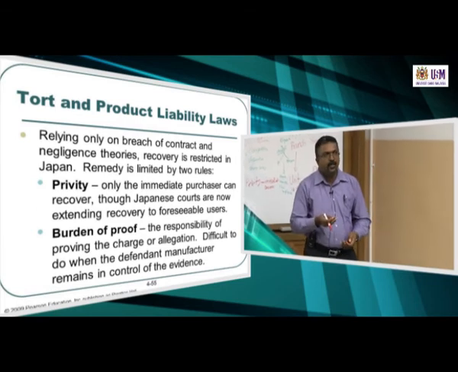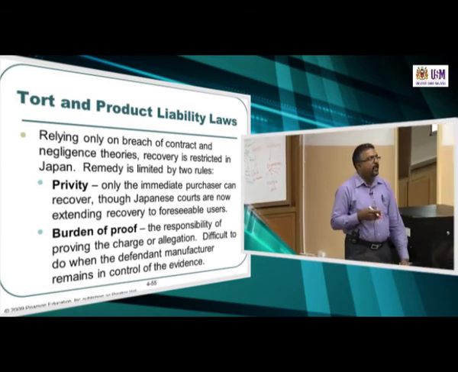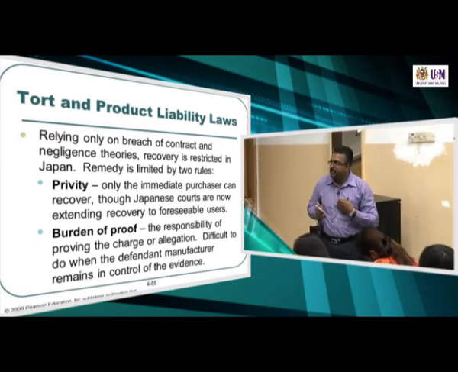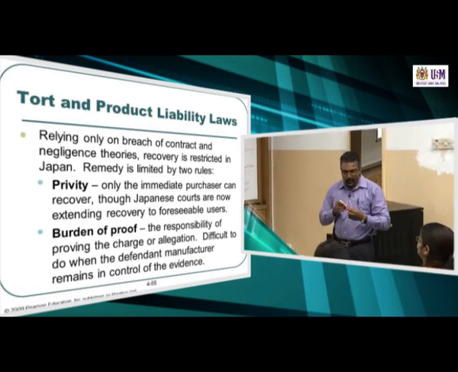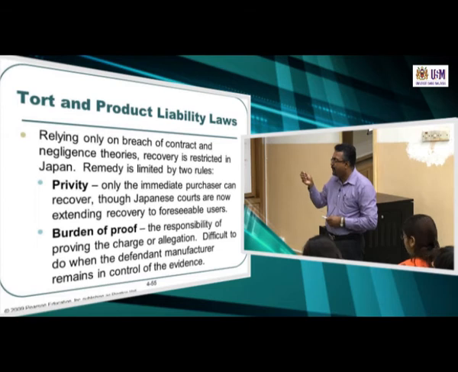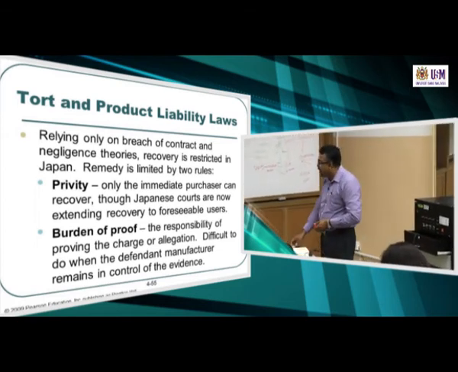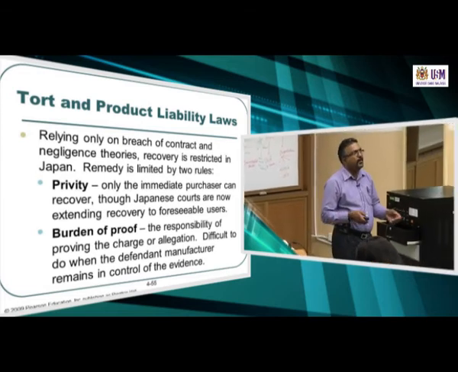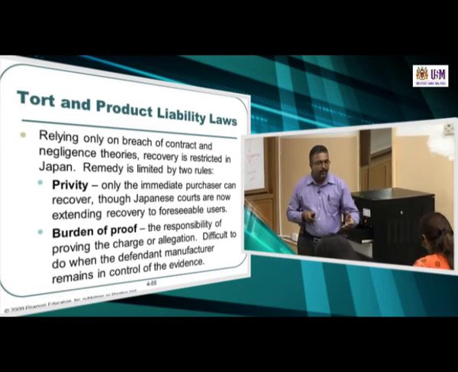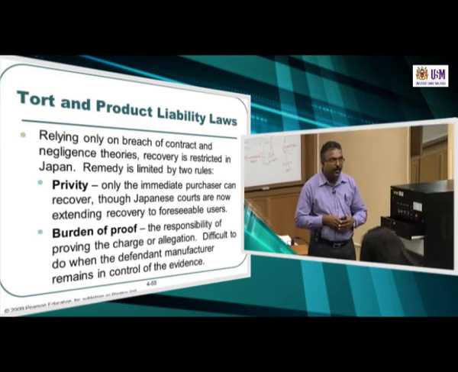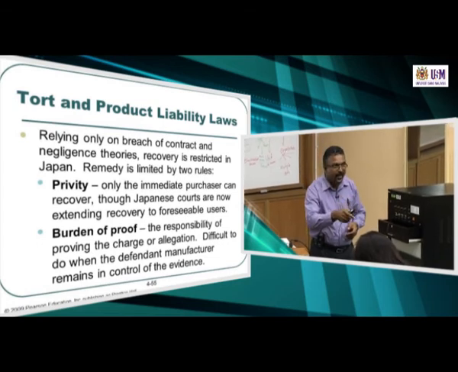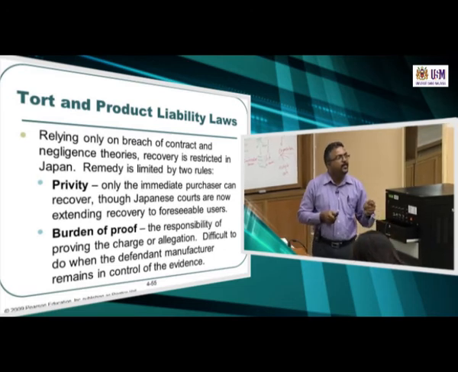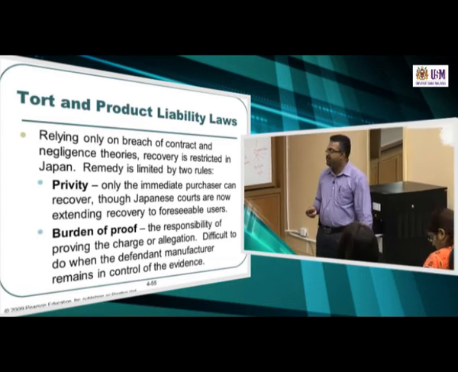If I use the product, I got a stomachache, I'm the immediate one. Can everyone get a remedy or claim? Cannot. Only the person who immediately consumed or used the product. Not everyone. We call that privity. And we cannot extend recovery to the foreseeable users. For example, you buy a noodle, Maggie Mee. She has already cooked and eaten it. She got a stomachache. And you also bought it, but never ate it yet. Can we also claim for you? Cannot. Under privity, only the person who immediately consumed it can claim, and the rest, no.